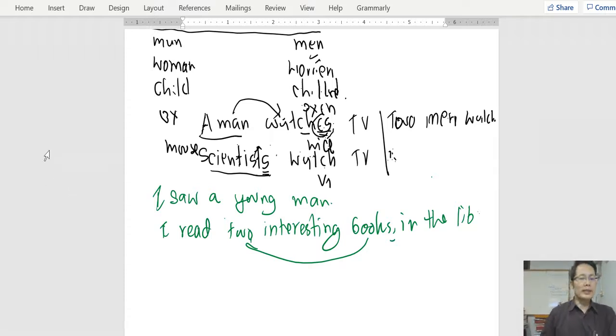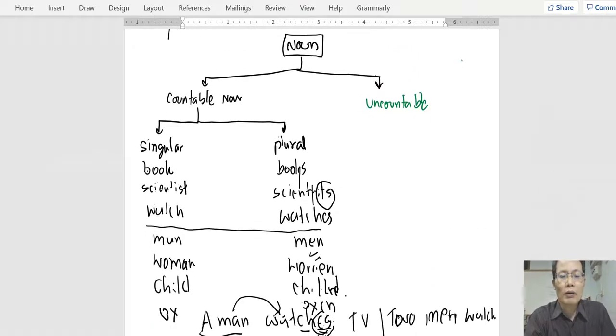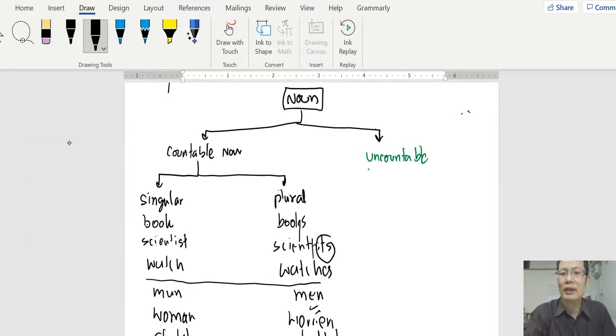That's all for the position and function of noun and classification of noun also. If we discuss uncountable noun, what is an uncountable noun? The noun that we cannot count, we cannot count 1, 2, 3, 4. Sometimes we can count, like money. The student always have problem.